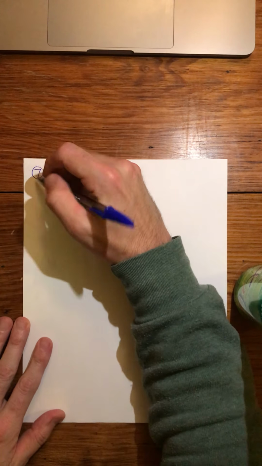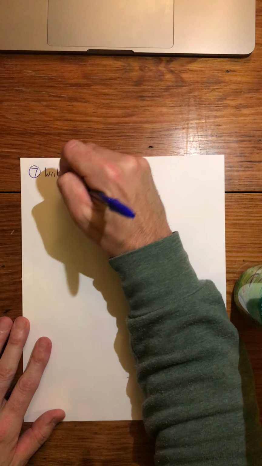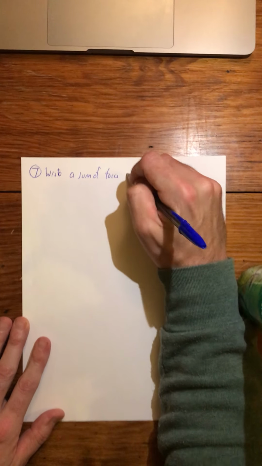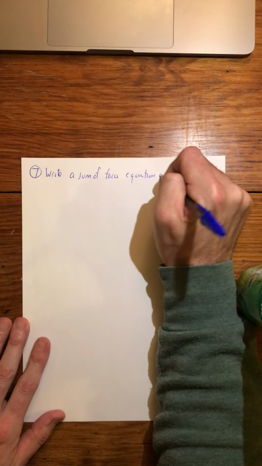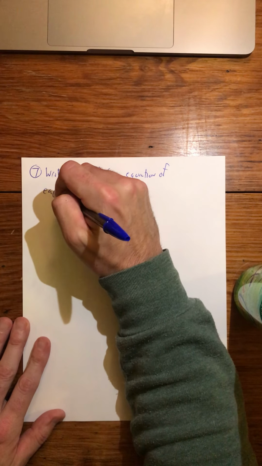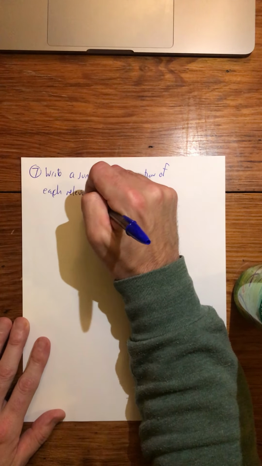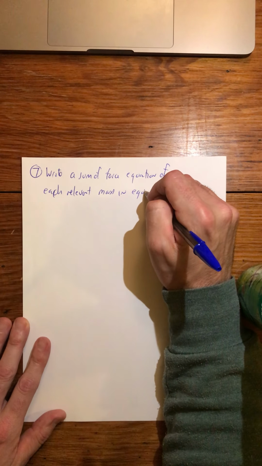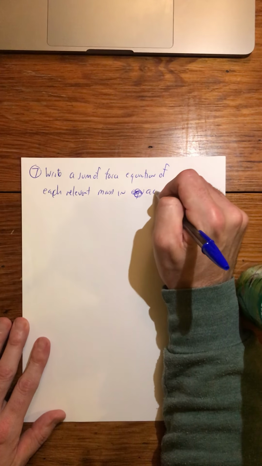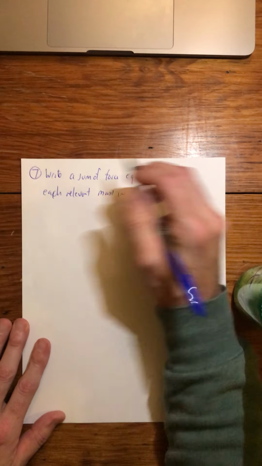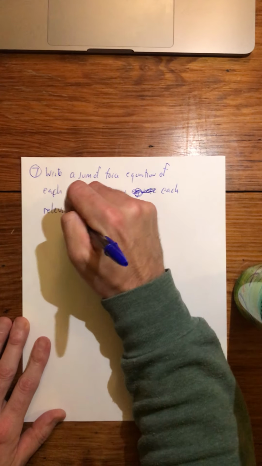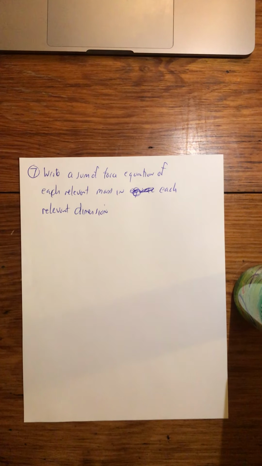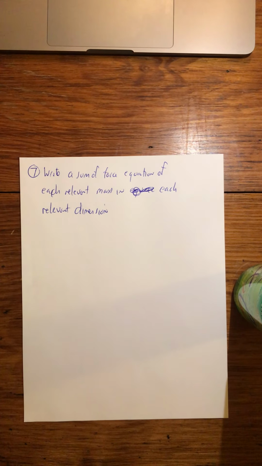Step 7. And this is to write a sum of force equation for each relevant mass in each relevant dimension. Okay? And here it is. This is the big step. And there's very specific ways to do this.